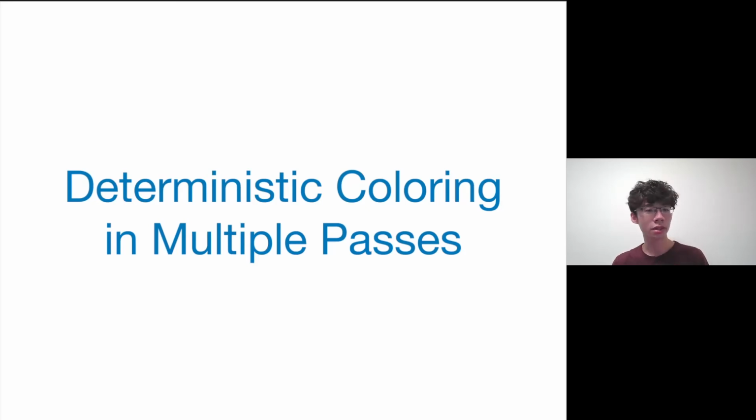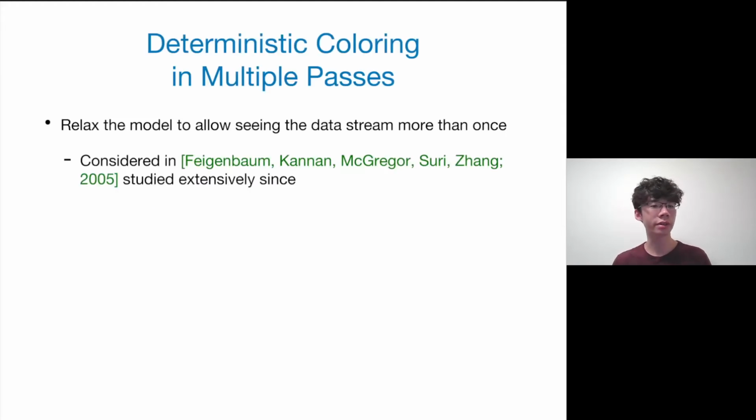One thing I can first talk about is deterministic coloring in multiple passes. This is a relaxation of the model that allows us to see the data stream more than once. The stream will come in, and then instead of having to output the answer immediately, we can see it again, and then again, maybe again. This relaxation has been considered since the start of semi-streaming algorithms. This paper here is the first paper that introduced the idea of semi-streaming, and in that paper, they also do multiple passes.